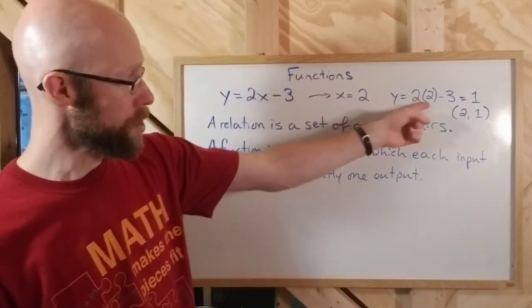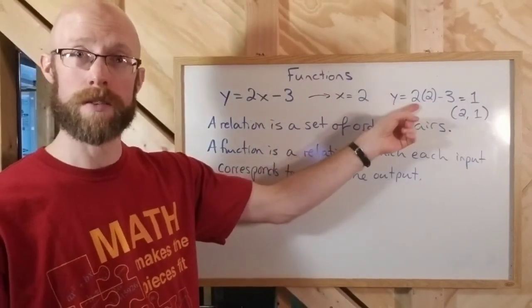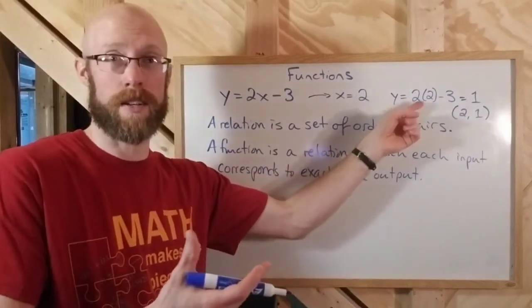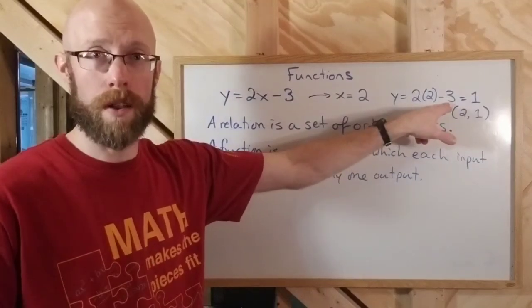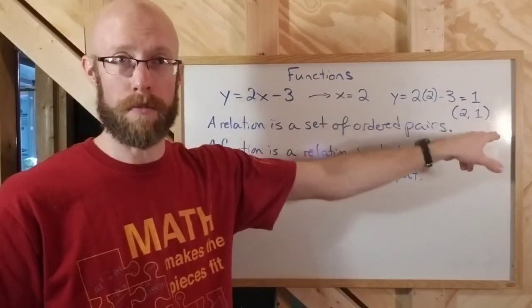Just like here, when I plug in a 2, I know 2 times 2 is, well, 4. It's not 4 or 6 or something else. It's just 4. When you subtract 3, I know it's just 1. There's only one possible result from that. Okay?